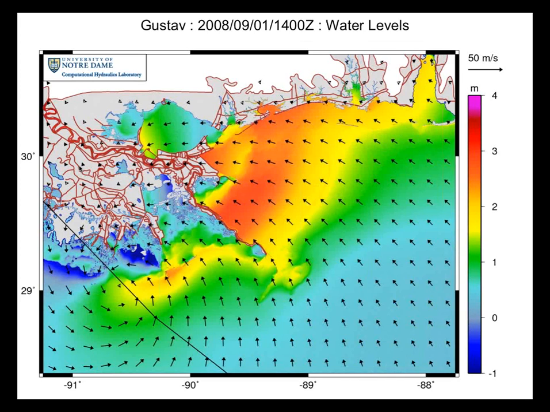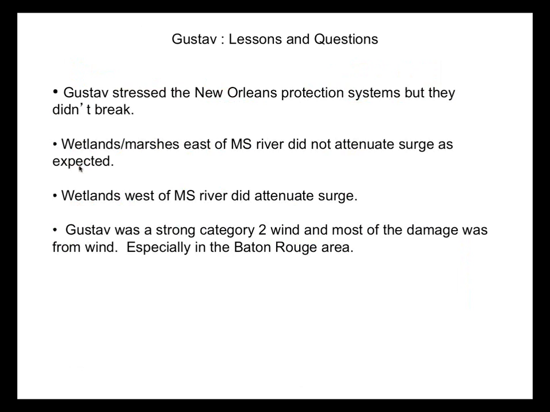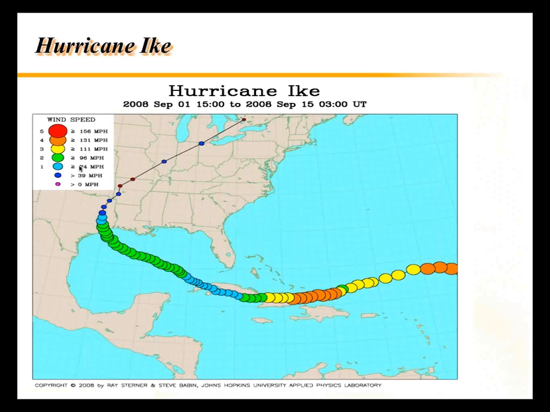So again, there was quite a bit of surge, not nearly as high as Katrina, only about 3 meters along this levee system, and then this little V thing that's called the catcher's mitt east of New Orleans. There's always a lot of surge there, and into Lake Pontchartrain. So Gustav stressed the New Orleans protection system, but it didn't break it. The wetlands and marshes east of the Mississippi River did not attenuate surge as expected. However, the wetlands west of the Mississippi River did help attenuate surge. So there was some discrepancy there. And again, this was a strong Category 2 wind. Most of the damage from this storm was from wind.